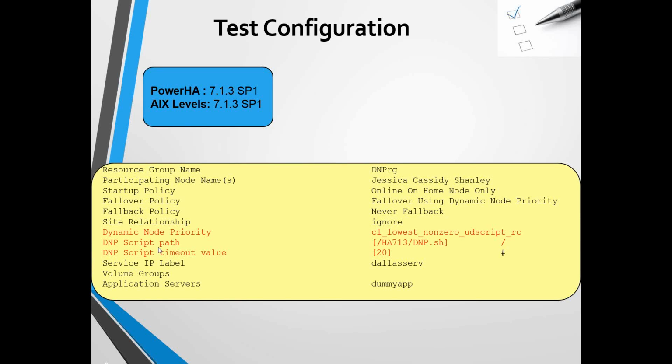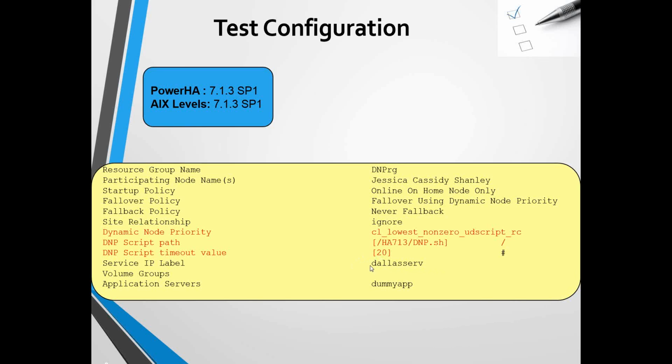Here is an overview of our environment. We have the latest and greatest at the time of the recording, PowerHA 7.1.3 SP1, same thing for the AIX levels. I have a dynamic node priority resource group set up. I am using the lowest return code option. I've provided a script to run to determine the dynamic node priority, and I'll show the contents of that script in just a second. And this timeout value is just that, how long to wait for that script to time out.